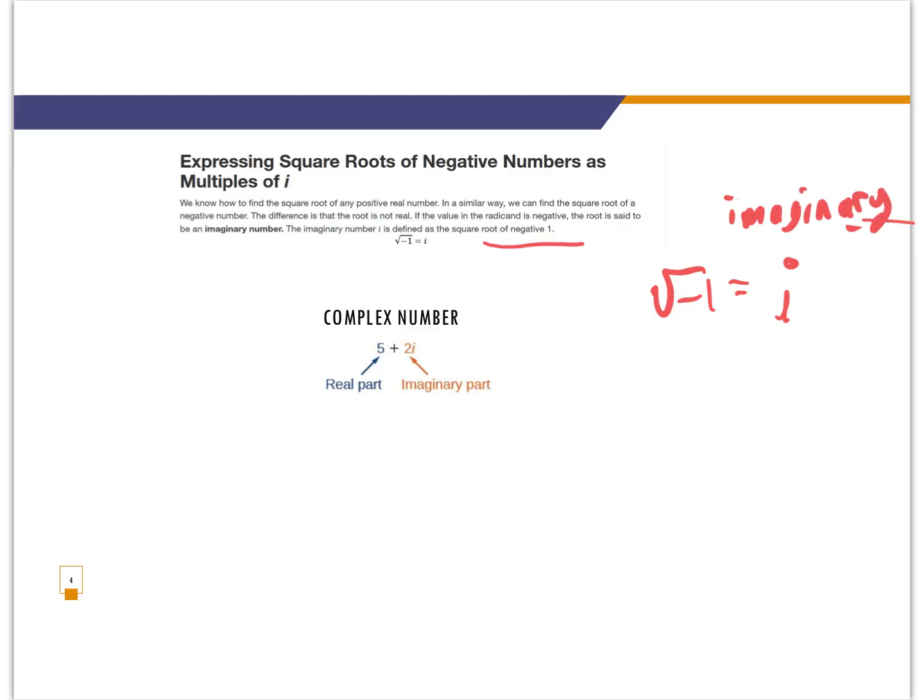Imaginary means just plain i. But a complex number is actually the best of both worlds because I have 5 plus 2i. The 5 obviously is a real number. You can count it: 1, 2, 3, 4, 5. That's a real number. But 2i, you can't count it on your fingers. It's not a real number. It's not real. It's imaginary.